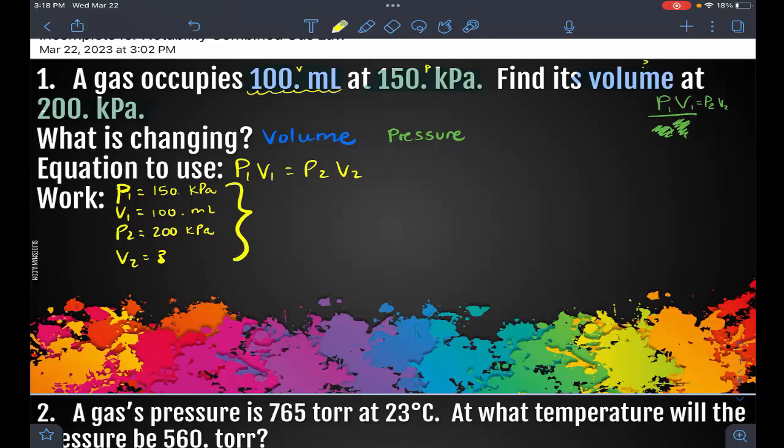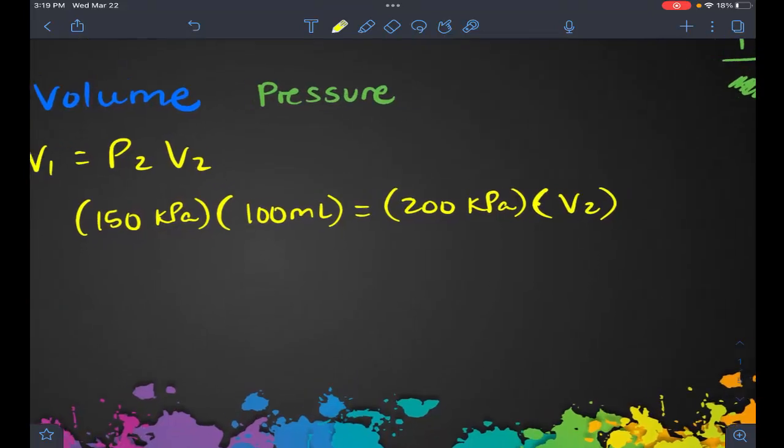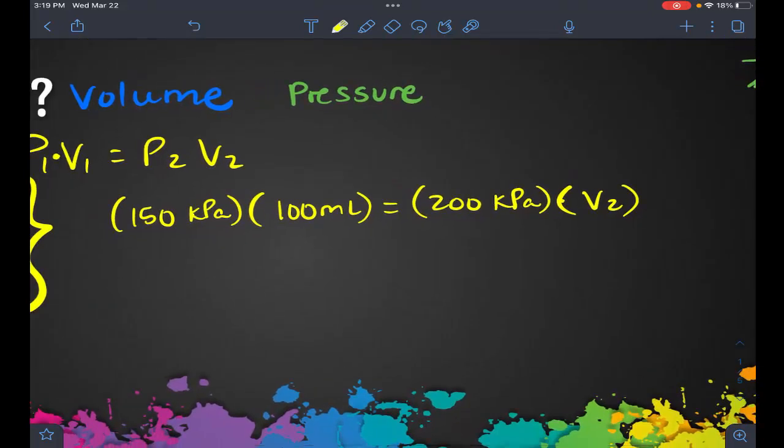The next step would be to substitute in the numbers. So if we're doing the guess method, we are on the substitute method. So P1 is 150 kPa multiplied by V1, because P1V1 is P1 times V1. So multiplied by the starting volume of 100 milliliters equals, my final pressure was 200 kPa times my ending volume, I don't know, it's V2. All right, so this is my equation here that I need to solve.